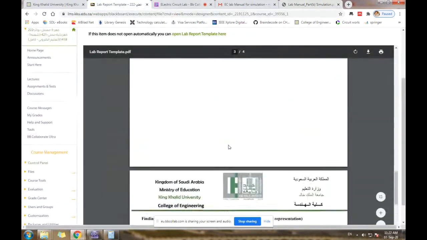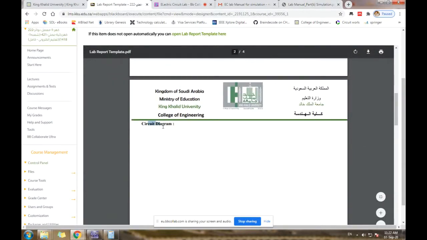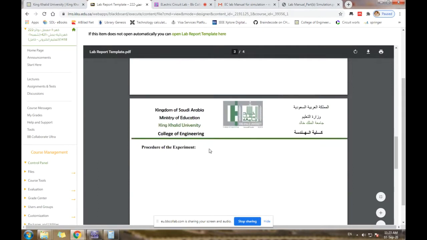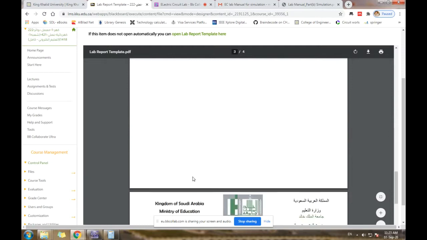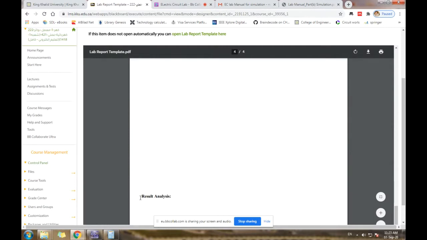In the circuits section, you will draw four circuits: Ohm's law, KVL, KCL, series and parallel. The procedure is the same for all, so only one procedure is enough. Then you have to draw four tables: Ohm's law, KVL, KCL, series and parallel. And at the end, you should mention the result analysis.